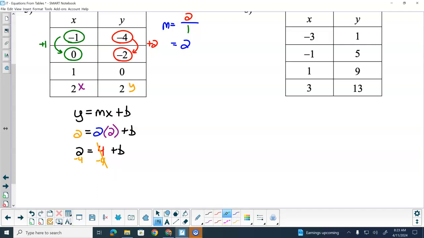Because, like, do you know what positive 2 minus 4 is? Let's see what negative 2 is first. Now, Ms. Ledwig, we have an m, right? We have a b, right? Could you give me the y equals mx plus b for this problem?